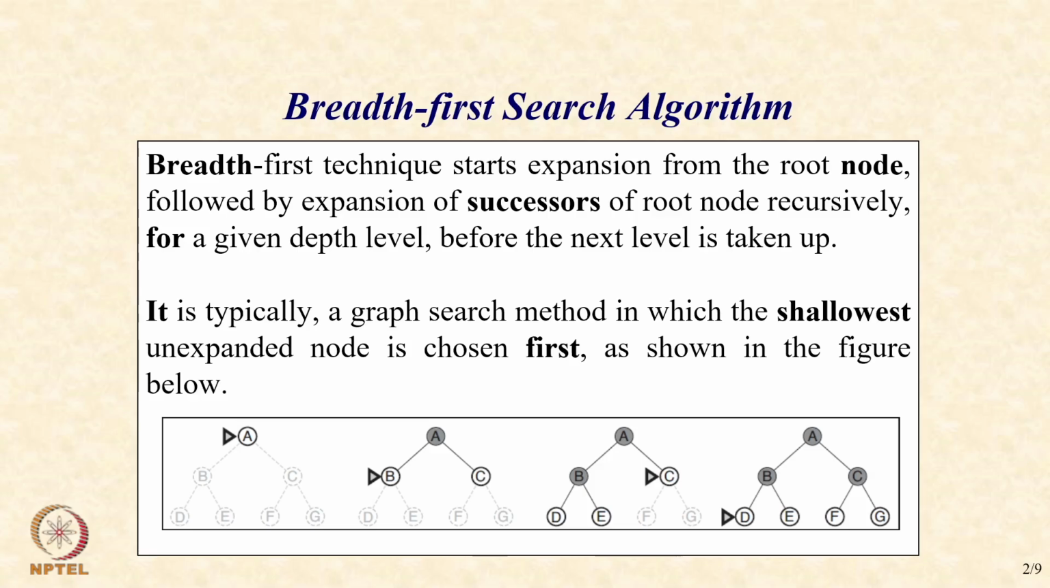Once you have exhausted the nodes at the second level, then you shift the pointer to the third level, and again you conceptually move from left to right. For example, you will go to D and E, then you will go to F and G, like that. It will continue the process depending upon the breadth level and the depth level. The process will continue until you have found the solution.